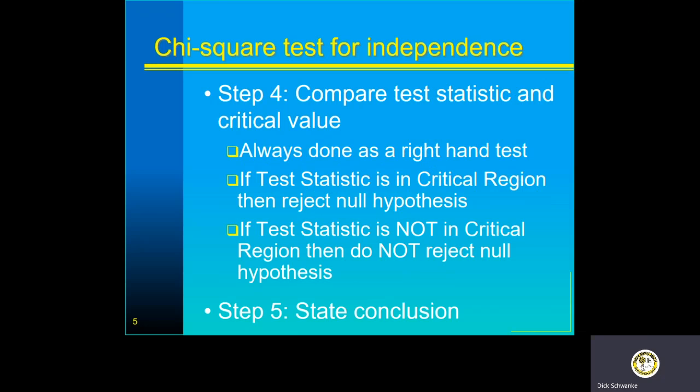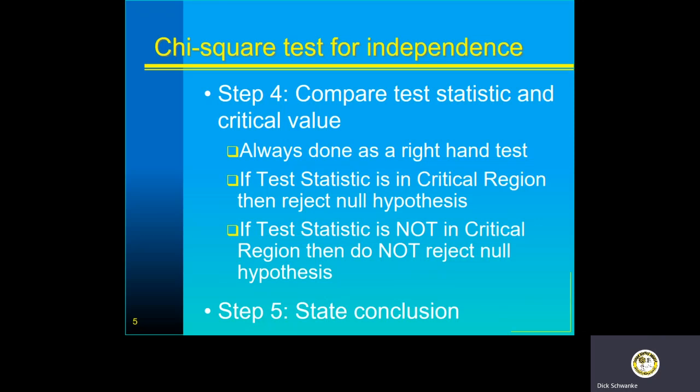Step 4, we're going to sketch and compare the test statistic and the critical value. These chi-square tests for independence, like the chi-square test for goodness of fit, are always done as a right-hand test. So if the test statistic is in the critical region, we reject. If the test statistic is further away from the middle than the critical value, we reject. Same concepts as we've used before. And in this case, rejection means what? Rejection of the idea that they're independent in favor of the hypothesis that the rows and the columns are dependent.